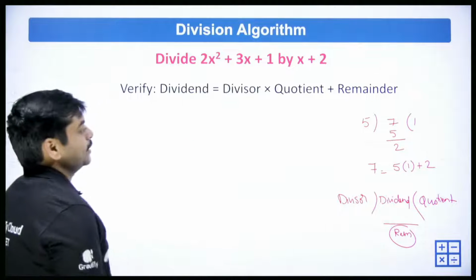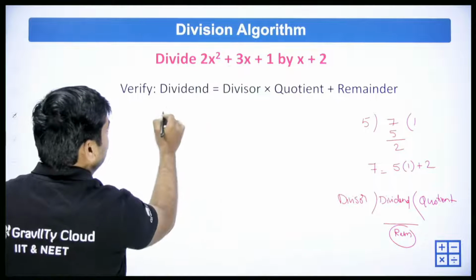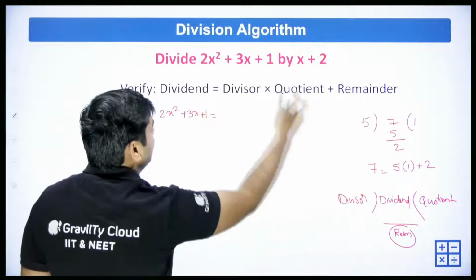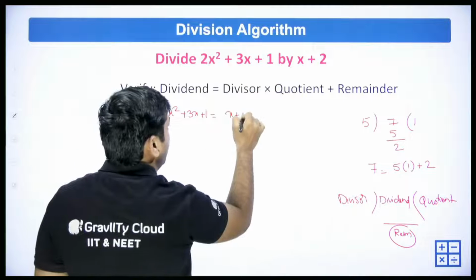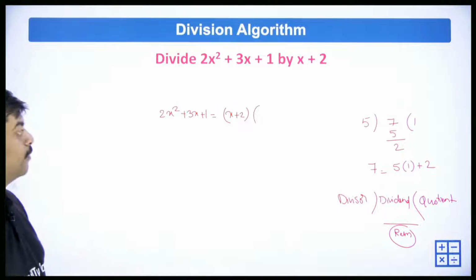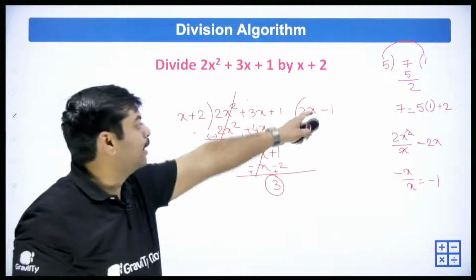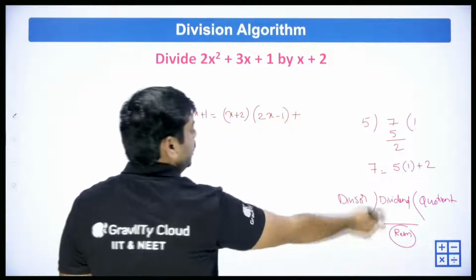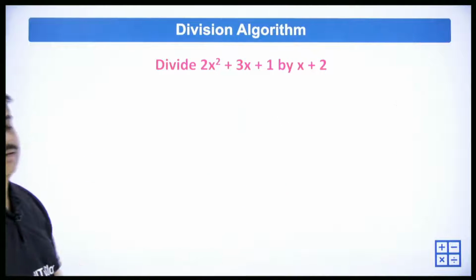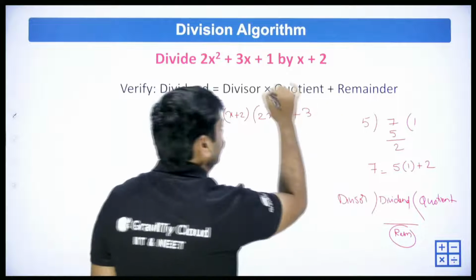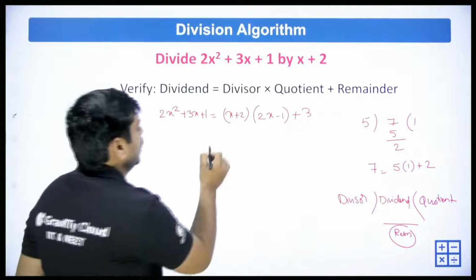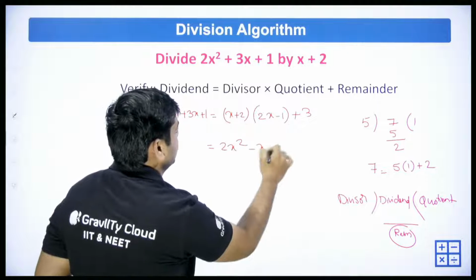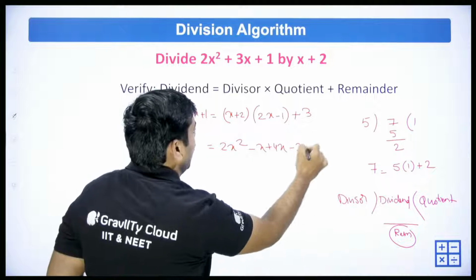Correct. In the same way, let's verify that the dividend, which is the main part, 2x square plus 3x plus 1, is equal to divisor, here x plus 2, into quotient. From where do we get the quotient? From the previous slide. The quotient is 2x minus 1, plus we have a remainder, here the remainder is 3. So let's try to verify whether it is correct or wrong. Multiply: x into 2x is 2x square, x into minus 1 is minus x, plus 2 into 2x is plus 4x, plus 2 into minus 1 is minus 2, and plus 3.